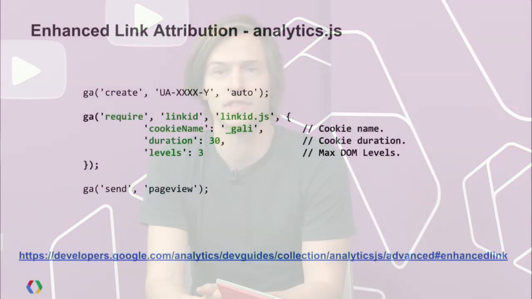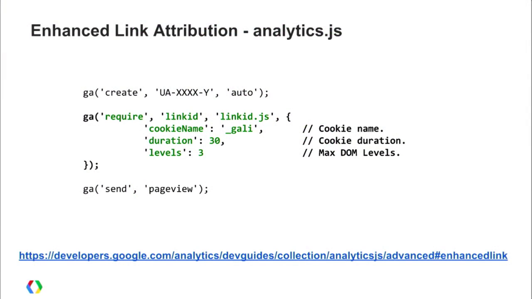And then the last update. This was actually out for a little bit as well, but we just got it documented. This is enhanced link attribution for Analytics.js. This was a feature that existed for GA.js. What it does is it makes your in-page analytics reports more accurate because it allows you to disambiguate between links on the same page that are pointing to the same URL.